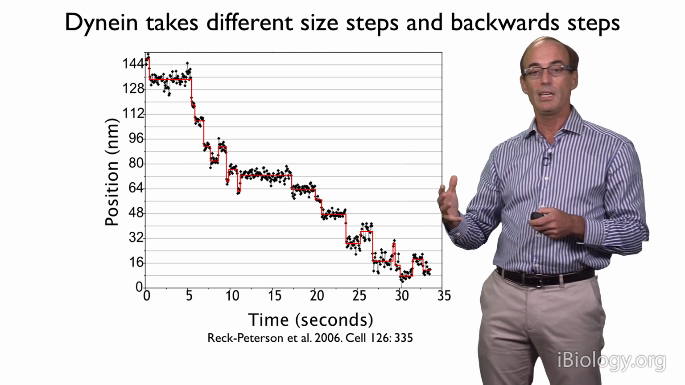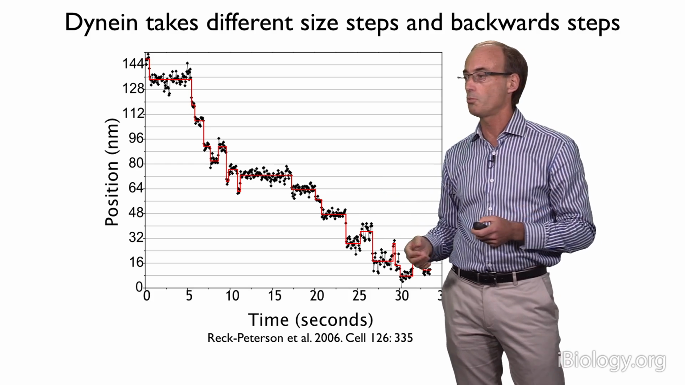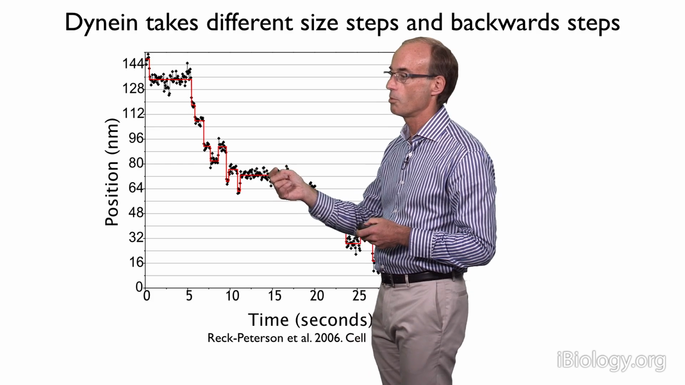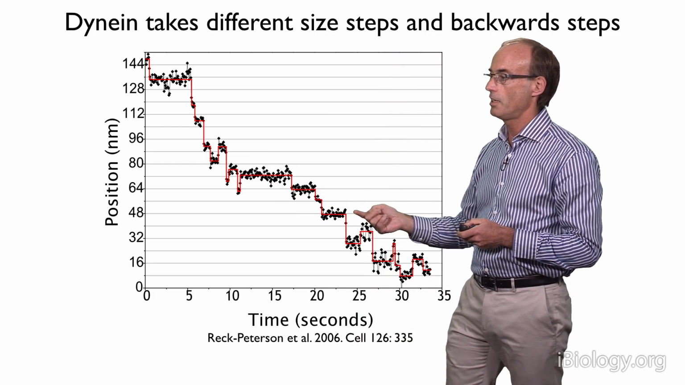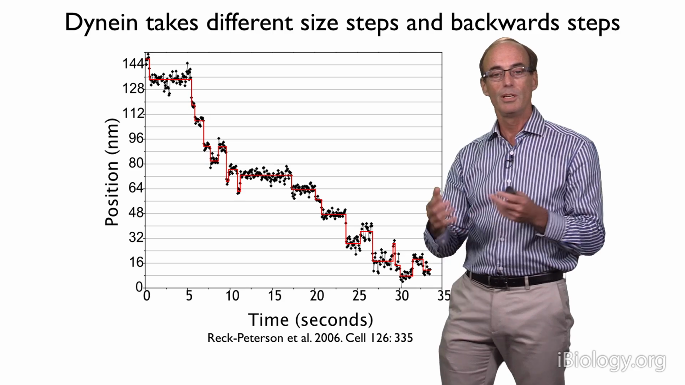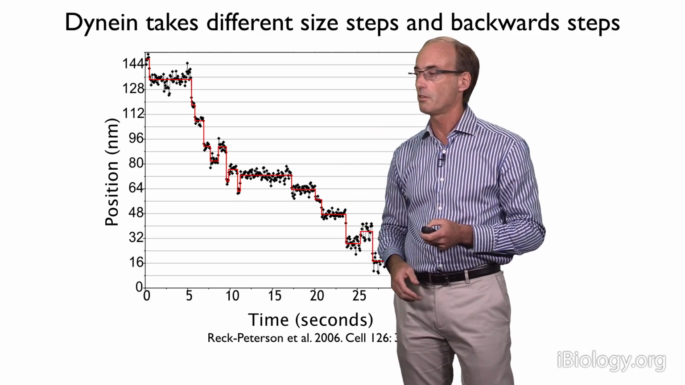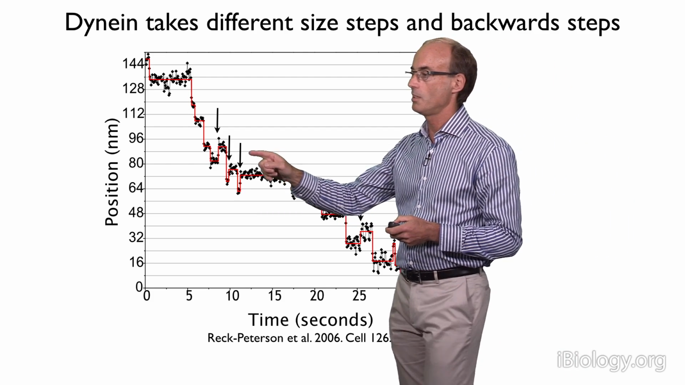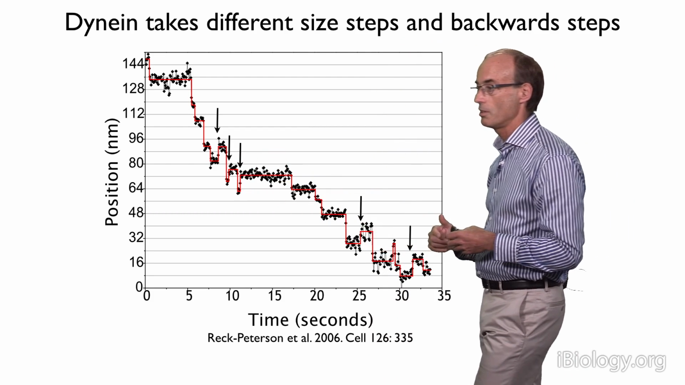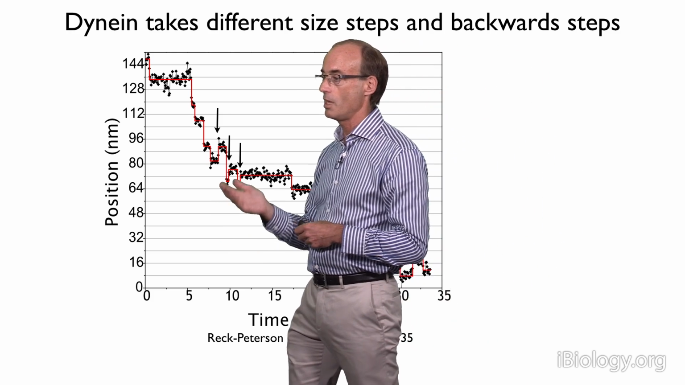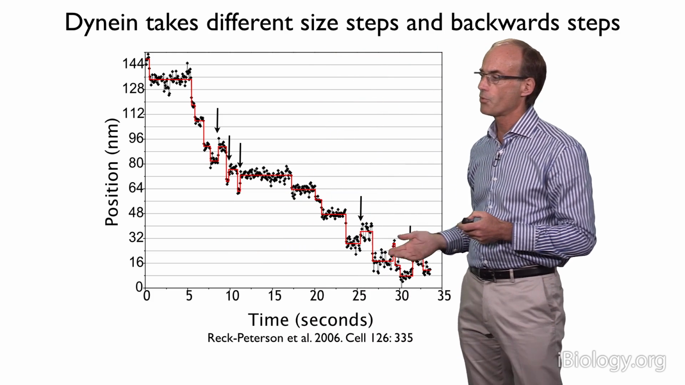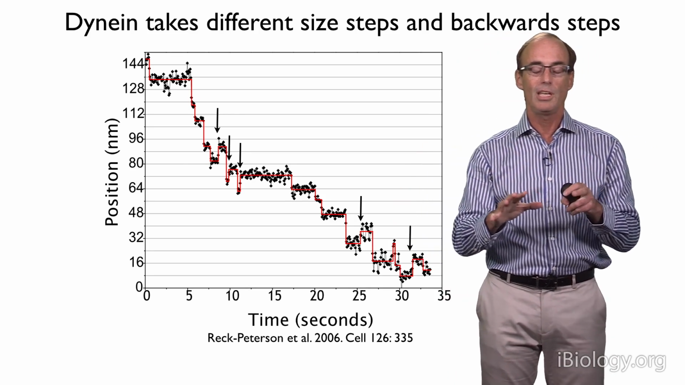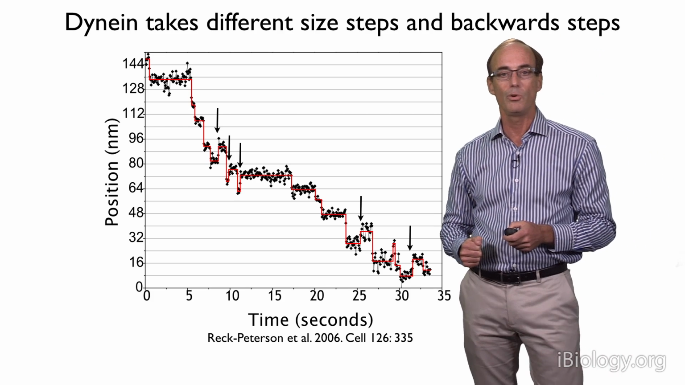Also, dynein can take very different size steps as well. So for example, here's a very large step of dynein going forward, but these steps here are smaller. So the step size of dynein is not as regular as kinesin. Furthermore, if you look at this trace, there are many times when dynein is actually taking a step backward before it takes a step forward. And these backward steps are fairly frequent for dynein and very rarely seen for kinesin, especially if kinesin is not trying to work against a load.